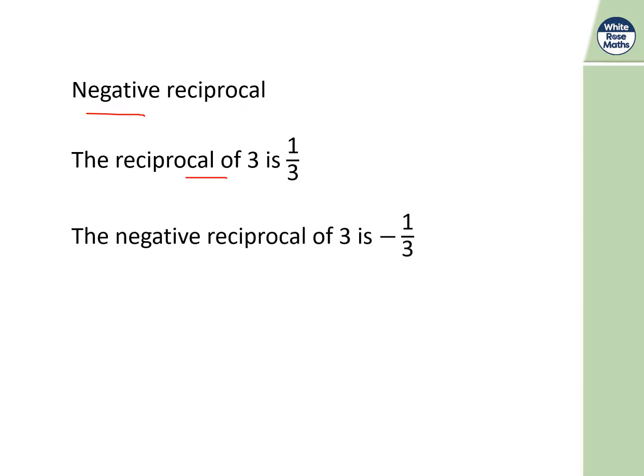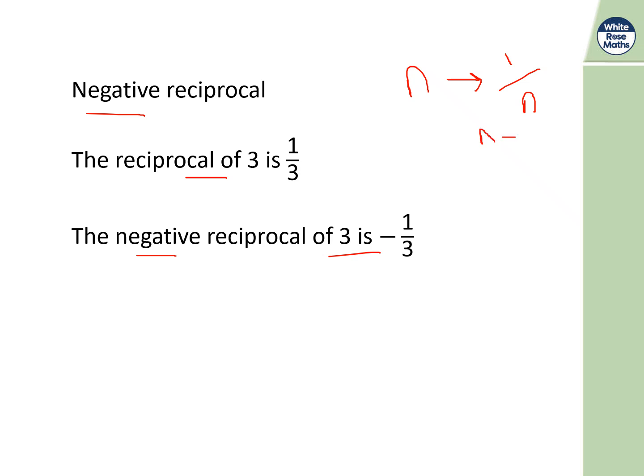So, negative reciprocal. The reciprocal of 3 is 1/3 or a third. The negative reciprocal of 3 is minus a third, or minus 1/3. Reciprocal just means 1 over that number. So the reciprocal of n is 1/n. Now there is one caveat. The only number that hasn't got a reciprocal is 0. So a line that has a gradient of 0 doesn't have a perpendicular, because I can't divide by 0. 1/0 doesn't exist.